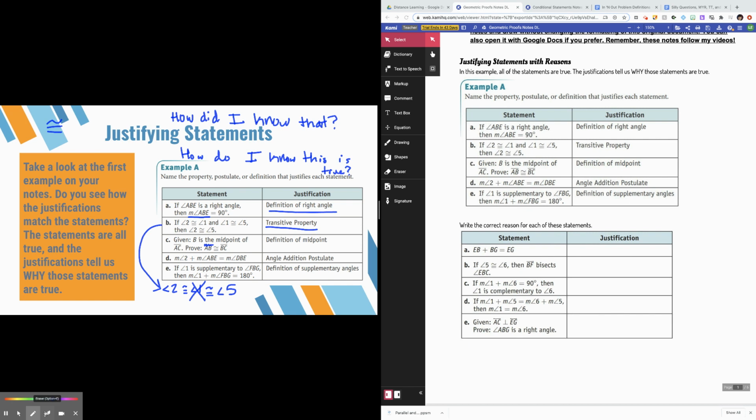Okay, back to justifying statements here. My third statement is B is the midpoint of AC. And what they said is then AB is congruent to BC, right? So if we were to draw this, and I'm going to change my color so you can see it a little better, we said B is the midpoint of AC.